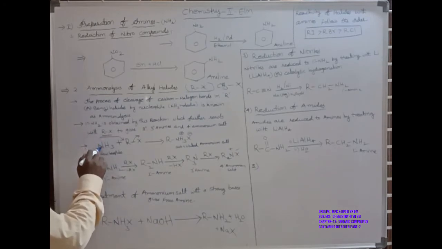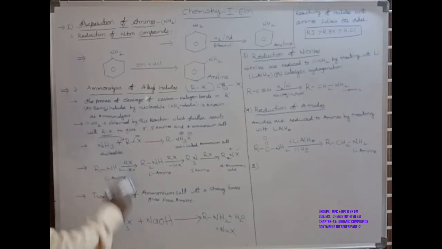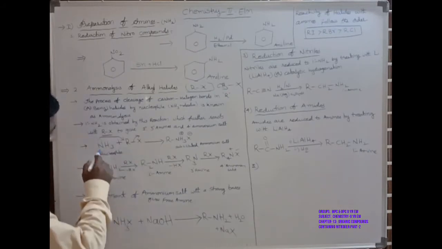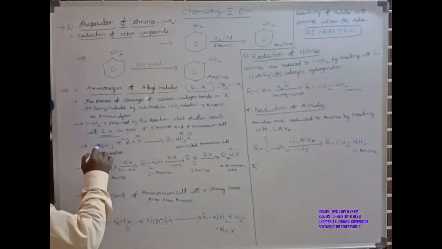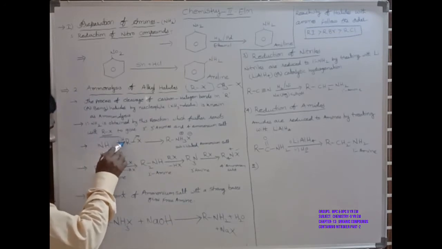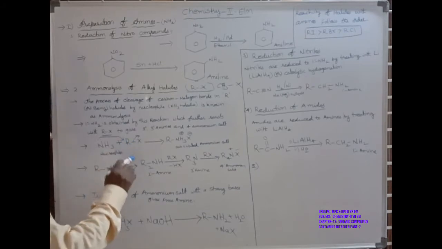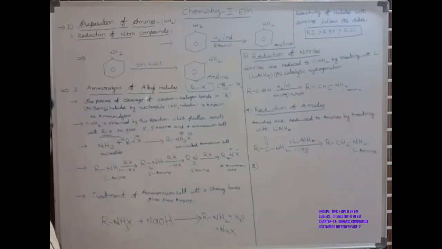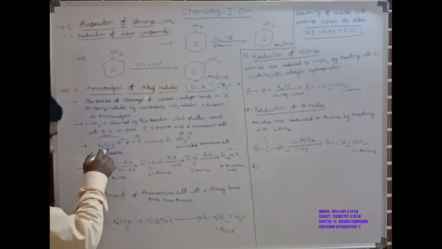Here the ammonia, the nucleophile, is treated with the alkyl halide. The lone pair on NH3 reacts with the carbon atom, then the R-X bond cleaves, forming the substituted ammonium salt.